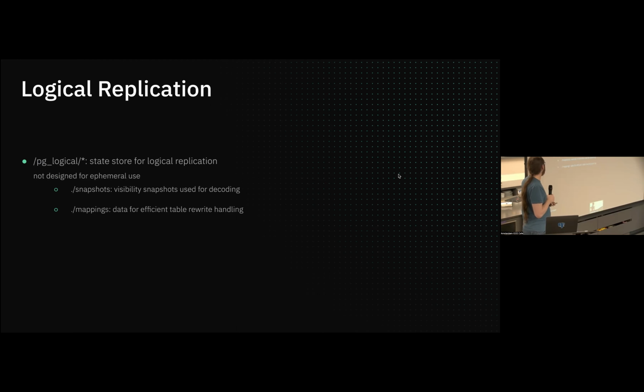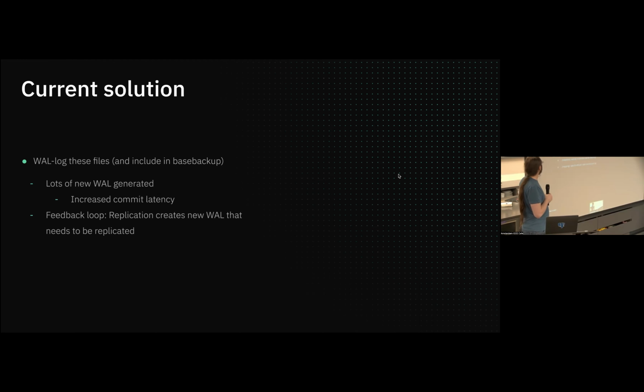same with logical replication. The state store for logical replication is not designed for ephemeral use. You can't just delete it and think everything is going to be fine. Snapshots and mappings are critical in the working of logical replication. But if you lose all the data every time your Postgres restarts, you're going to be in for a bad time. So the quick solution was WAL logging the files and including them in the base backup when you load the base backup to start a new Postgres node.